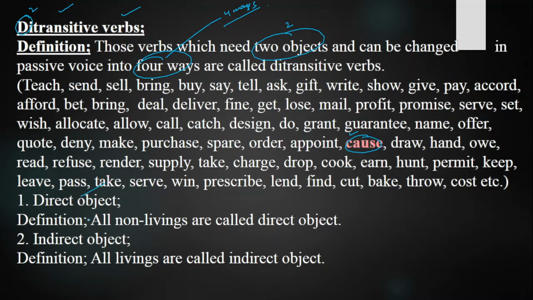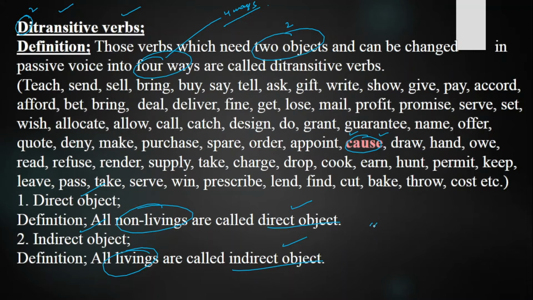Ditransitive verbs need one direct object and one indirect object. What is a direct object? All non-livings are called direct objects and all livings are called indirect objects. They need two objects because with one object the meaning is not clear and understandable, so for that you need to put two objects.